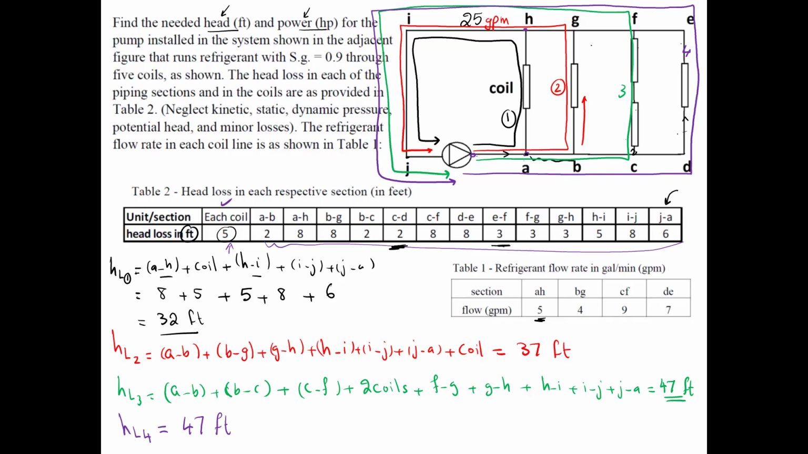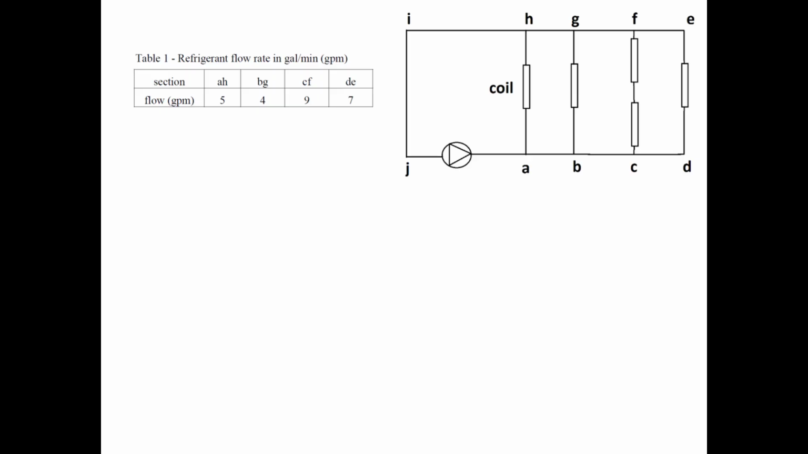Okay, so now the pump needs 32 to push the flow in pipe number 1, 37 in 2, 47 in both 3 and 4. So what should my pump head be? Here was 32, 37, 47, and 47. Again, we have to take the max, not add them. You don't add the numbers together.